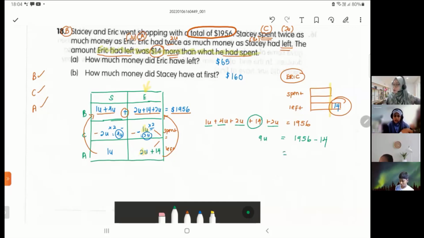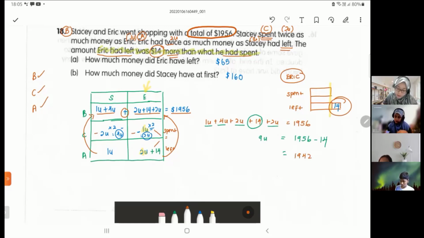Right, then 1956 minus 14. I need a calculator. Wait, 1956 minus 14. Right, so this will be 1956 minus 14. I get 1942.